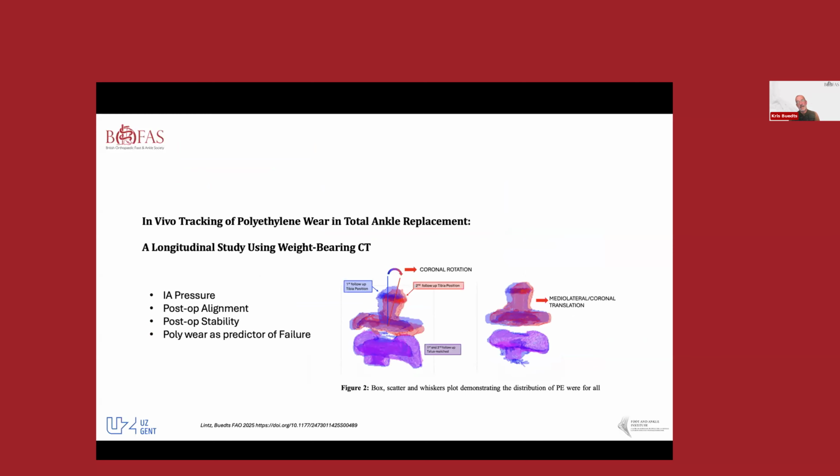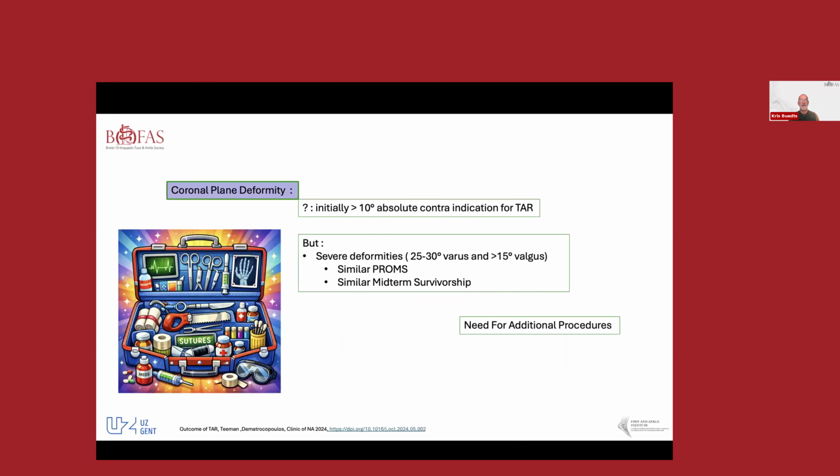The second study that we looked at is in the post-op phase, where we looked at the wear debris after implantation. There is a direct relation between post-op alignment and wear debris of your polyethylene, and post-op stability also has a direct relation to increased wear debris of your implant. So polywear can be a predictor of failure, but it also can be a way to look at how the implant survives in the long term.